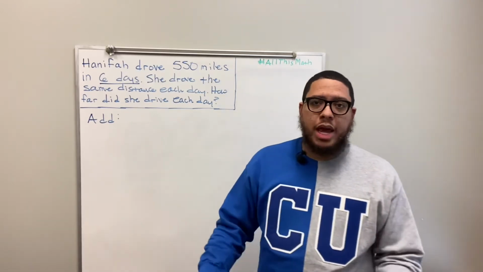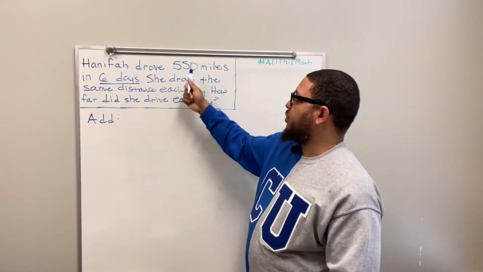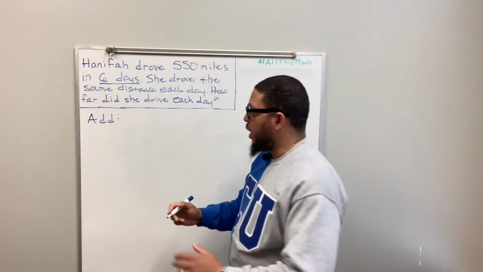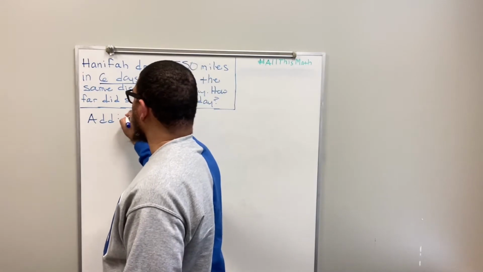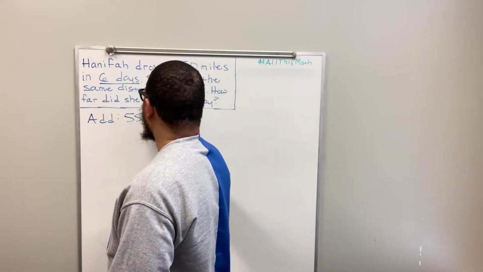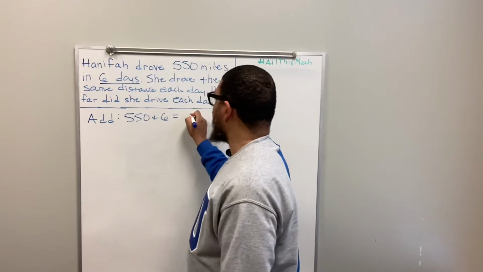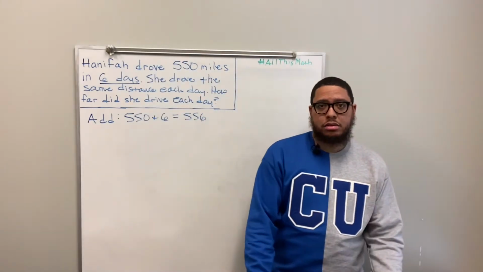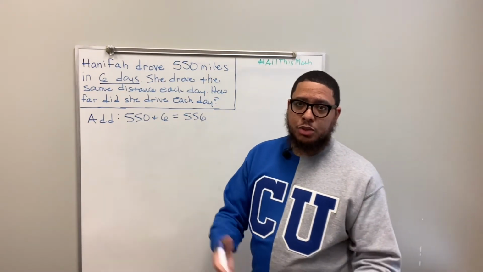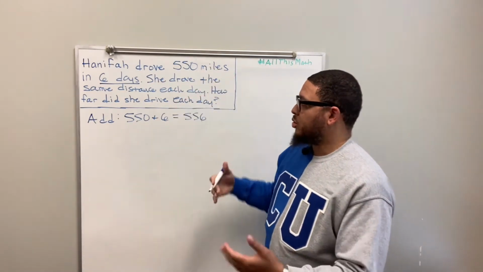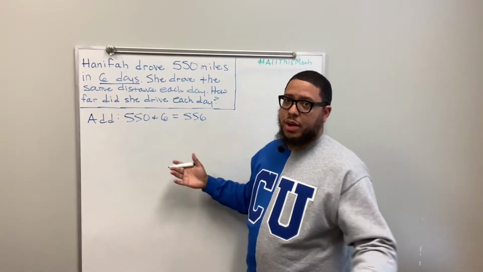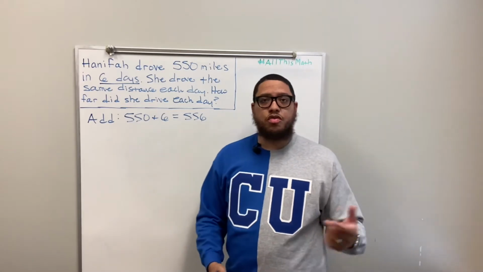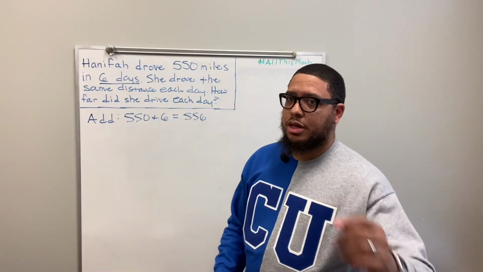They say, oh, well, I know how to add, so I see a 550 and I see a 6, so why don't I just add them together? And some people would do that, and they would write this on their paper. They would do 550 plus 6, and they would get 556. And they don't know why they're adding, right? They just know that adding is part of math, and this is a math problem, so I'm going to just try to add, and I'm going to see what happens. And they get 556, and they say, okay, well, that's the answer. She drove 556 miles each day.